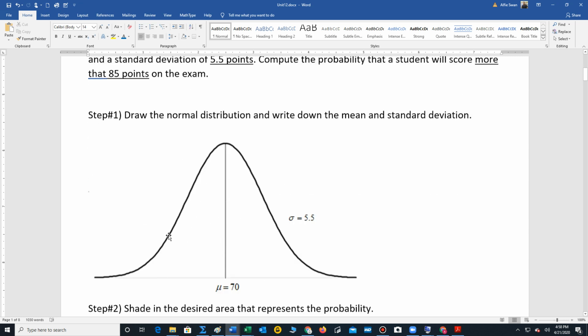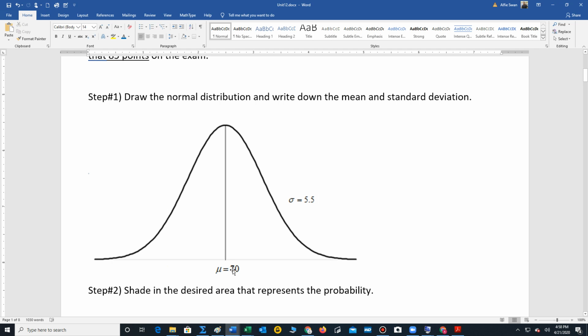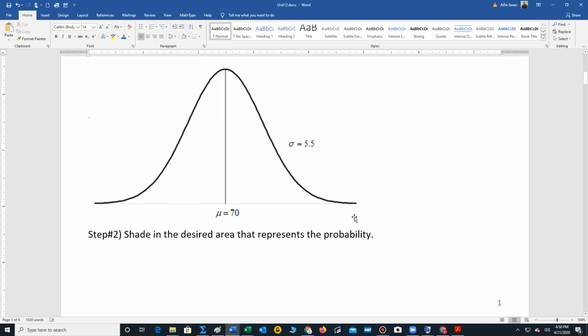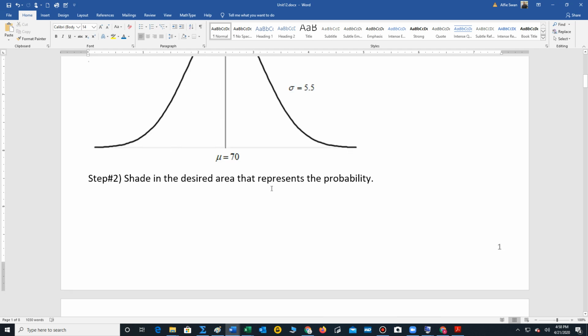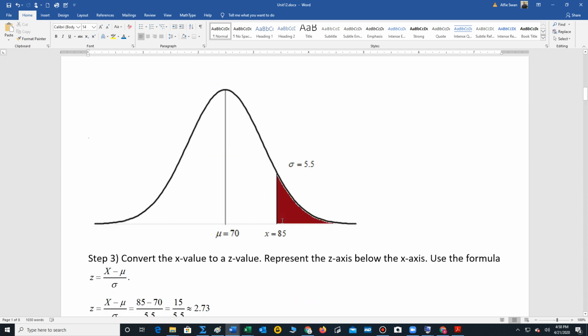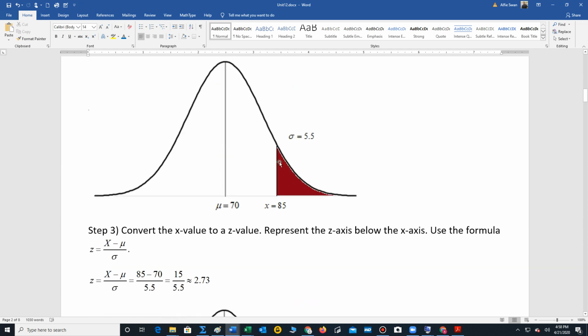So step 1, we draw the normal distribution. The mean is at the center at 70. Standard deviation is 5.5. Step 2, we shade the area that we're searching for. Remember, this area now represents a probability. So in this case, we want the area to the right of 85.